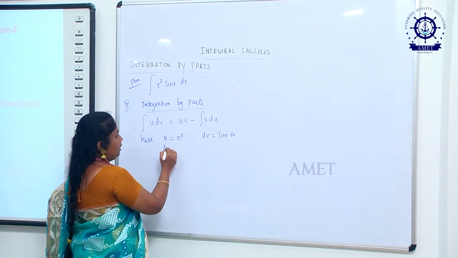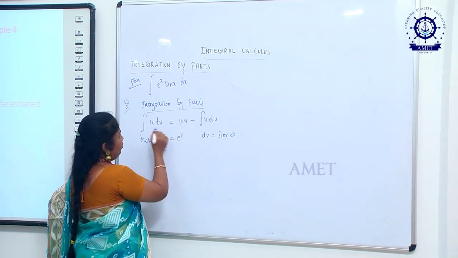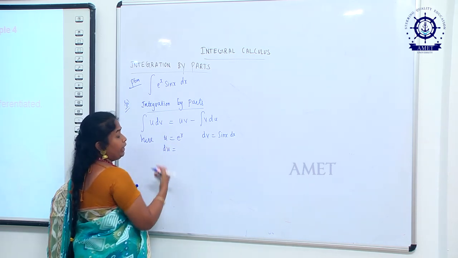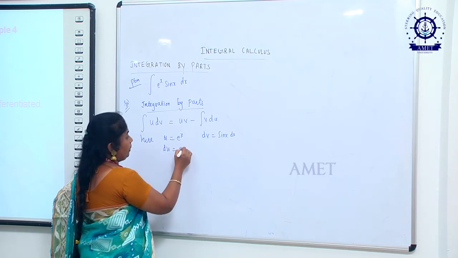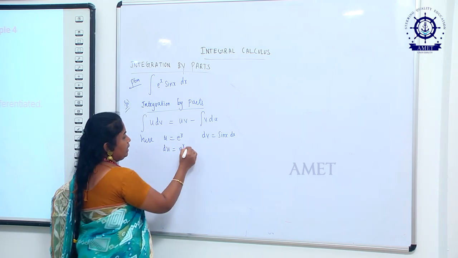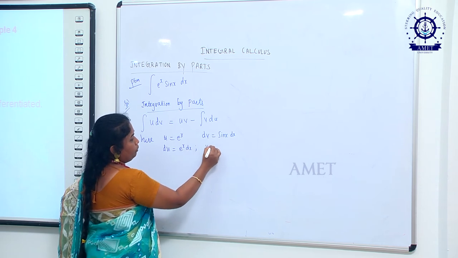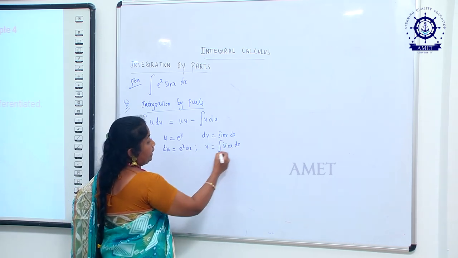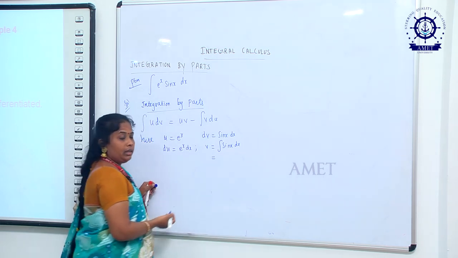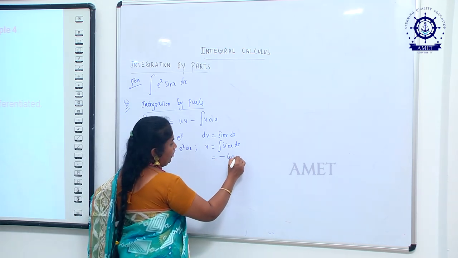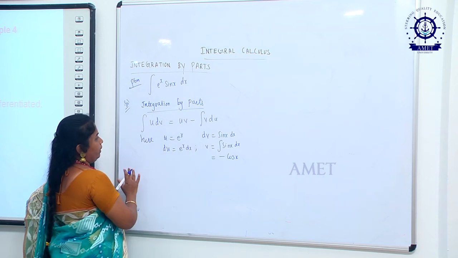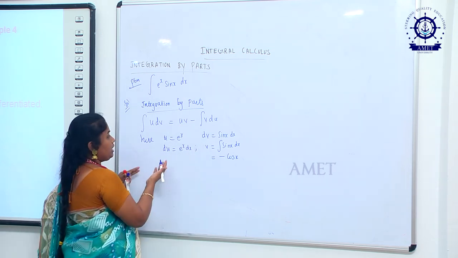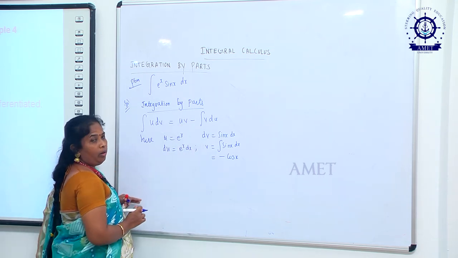So next, the formula purpose. We want du. The differentiation of e power x is e power x into dx. We want v, so the integral of sin x dx. The integral of sin x, we already know, is minus cos x. So now simplify; substitute these values in the formula.